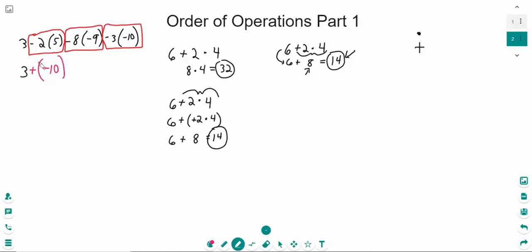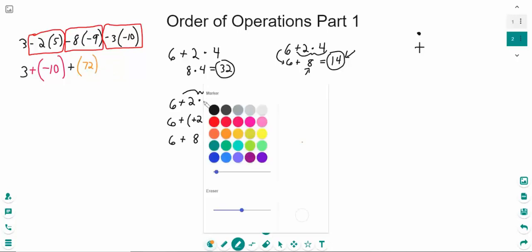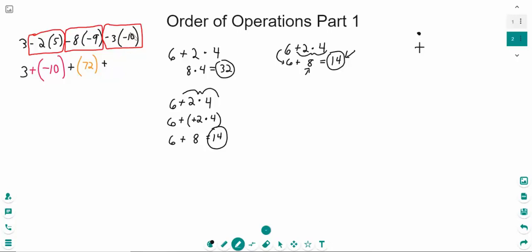Then we have our plus again, because these red boxes are all being added together. Plus, and now we have our negative 8 times a negative 9, which is a positive 72. And then we have our plus again for the last box of multiplication. We have our negative 3 times a negative 10. And what's negative 3 times a negative 10? Well, hopefully you said 30. Remember, a negative times a negative is a positive, 30. All right, so now we've done all of our multiplication.